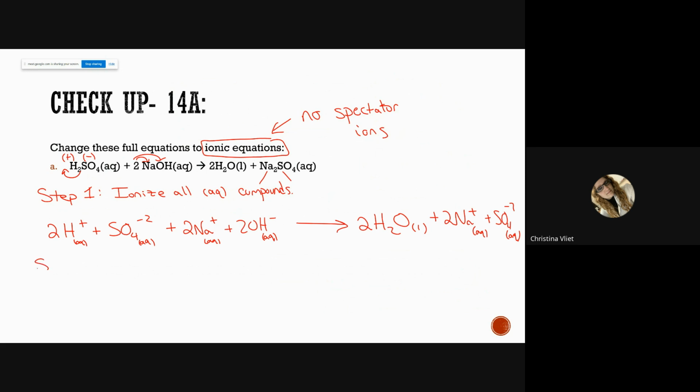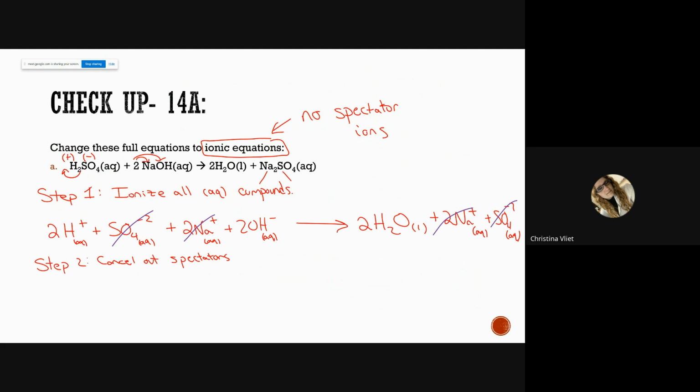Step two, cancel out spectators. Can you look at any ions that are the same on the reactant and the product side? Do you see any that are the same? What are they? What's our spectators in this reaction? What's actually not reacting? It's not reacting if it's the same on the reactant side as it is on the product side. So sodium is like, you know, it's there, it's just watching. Just watching, it's a spectator. Sulfate is just there, just watching, right? So you cancel it out.